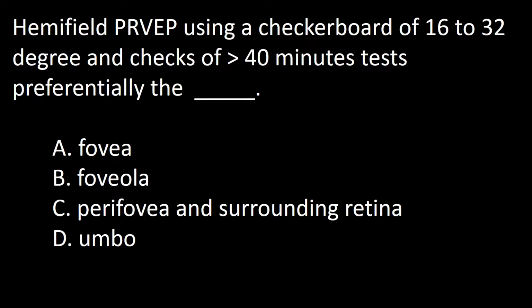Next question. Hemifield pattern reversal visual evoked potential using a checkerboard of 16 to 32 degrees and checks of more than 20 minutes test preferentially the A. fovea, B. foveola, C. perifovea and surrounding retina, D. umbo.